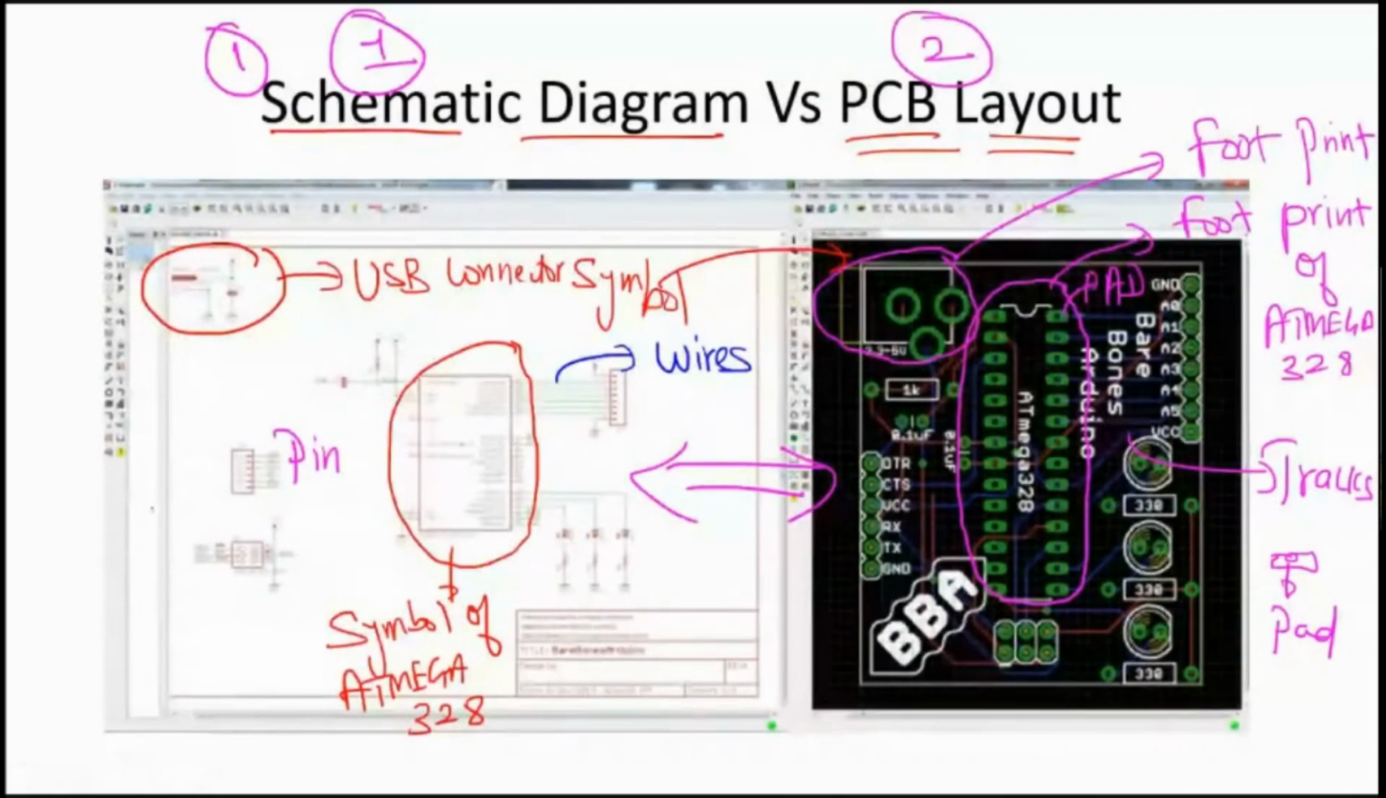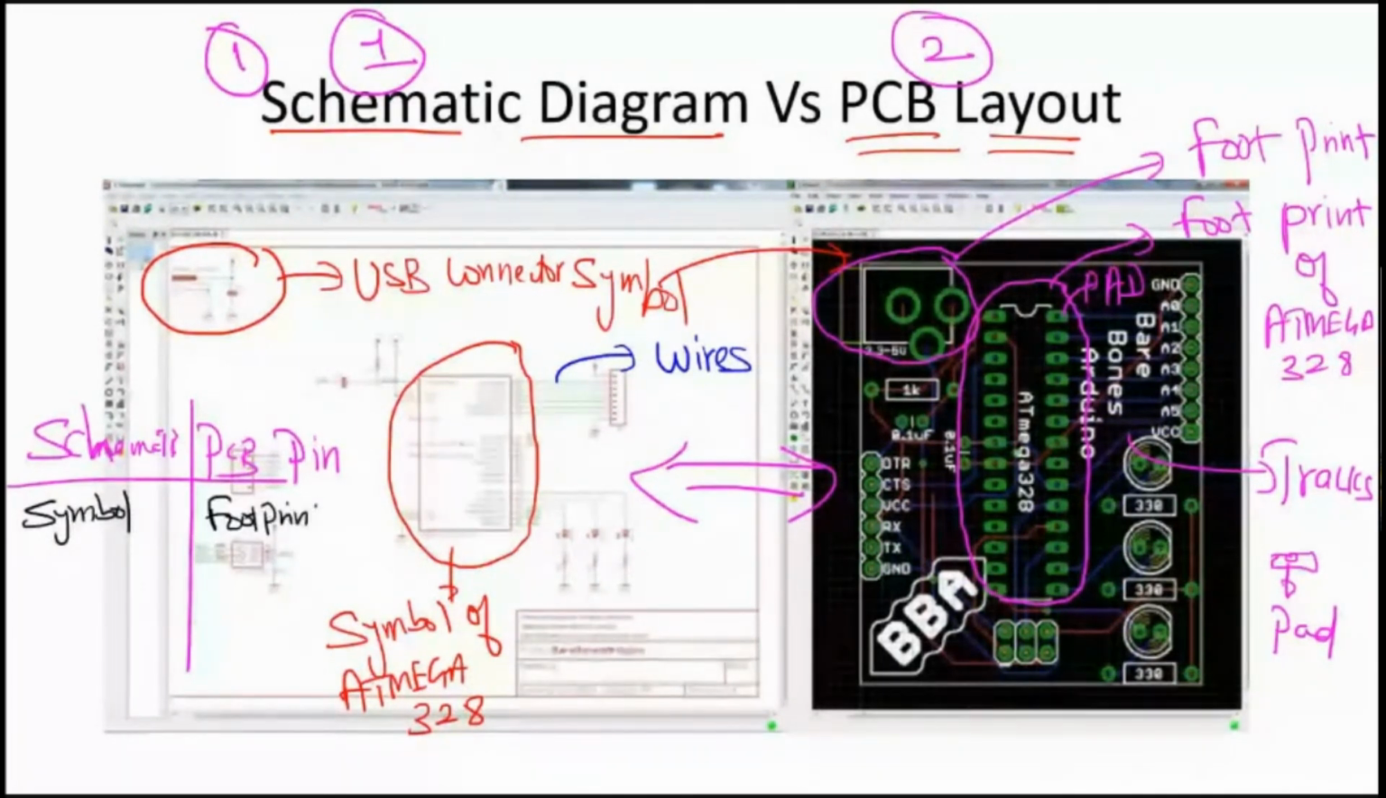For your understanding, I'll write the important terms here. This is the schematic, this is the PCB. In the schematic, we call that a symbol. In the PCB, we call that a footprint. So that is the corresponding match. A symbol has many pins. A footprint has so many pads. Pins are connected between different things by using wires, and here they are connected by using tracks. So that difference you have to understand very clearly.